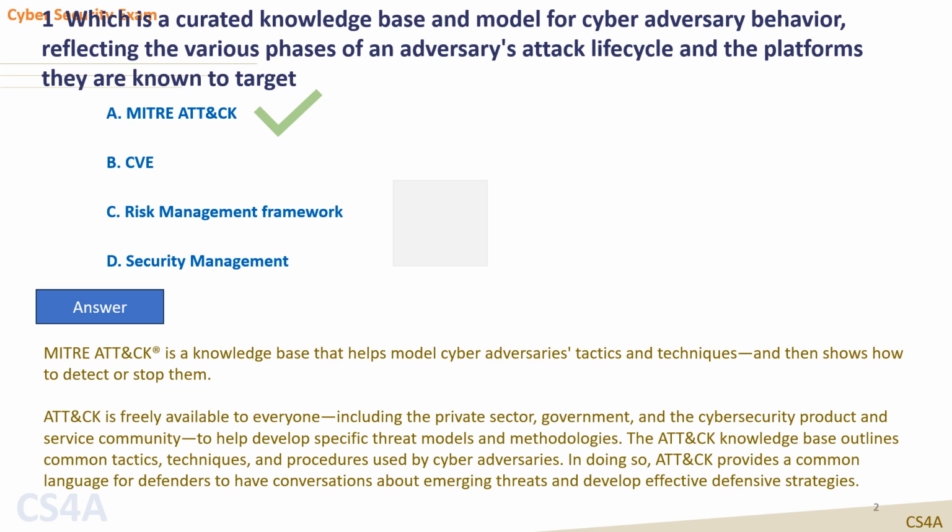So the MITRE ATT&CK framework is a knowledge base that helps model cyber adversaries' tactics and techniques, and then shows how to detect and stop them. It's a kind of knowledge base which contains all the known cyber attacks and how to mitigate them, and what security procedures we need to follow. So everything is documented. This is the open source one.